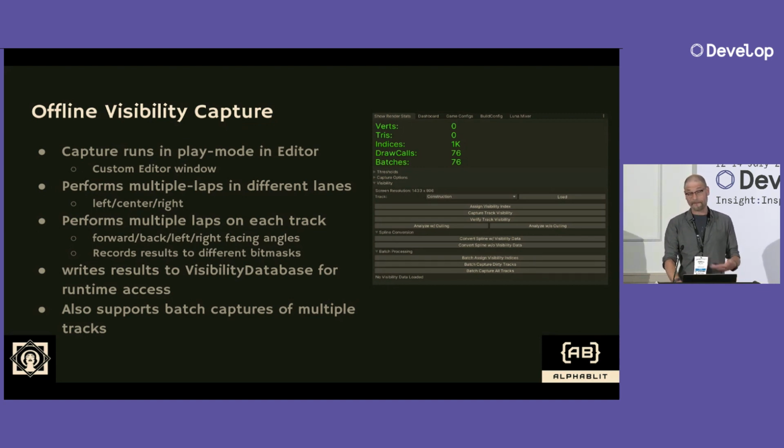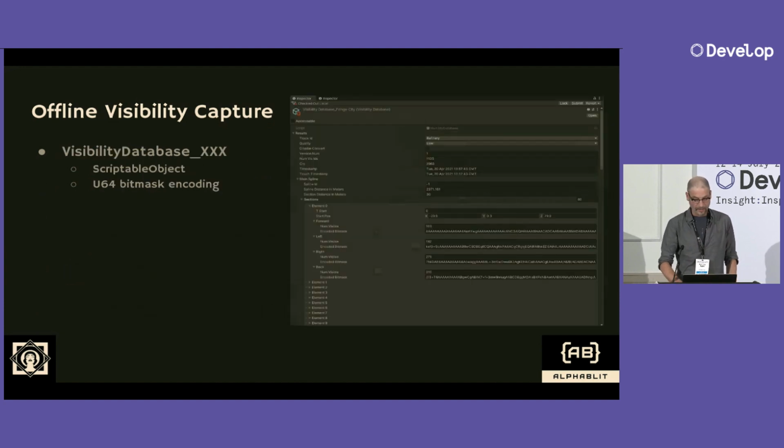We also supported a batch capture mode, so we could run this through all our tracks and just leave it running. It took about an hour or so. This is a screen grab of the visibility database, showing the scriptable object and all the different visibility bit masks that have been encoded in a U64 format.